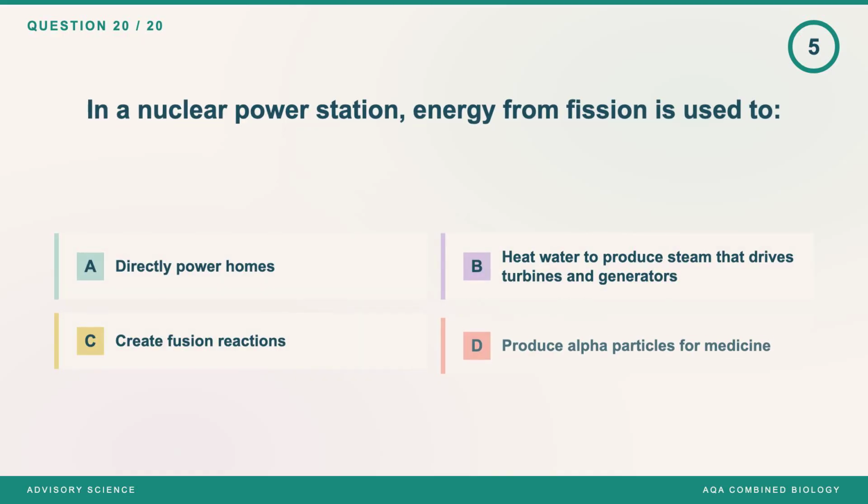Question 20. In a nuclear power station, energy from fission is used to. Option A, directly power homes. Option B, heat water to produce steam that drives turbines and generators. Option C, create fusion reactions. Option D, produce alpha particles for medicine. What is your answer?